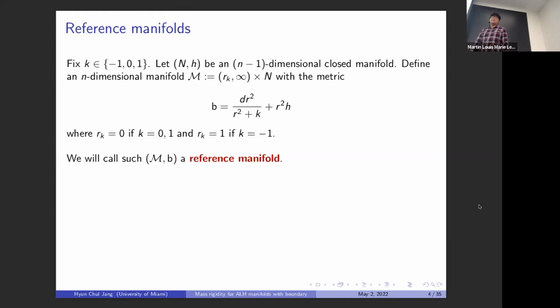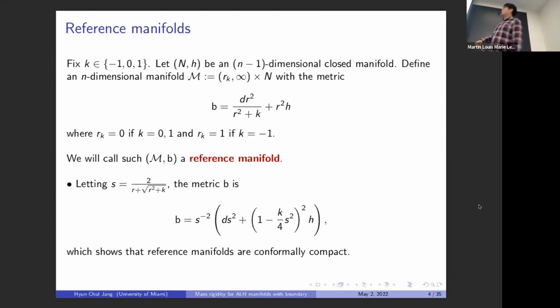We need to fix the geometry of the slice, and the number k stands for the curvature of this slice. We're considering N, which is an (n-1)-dimensional closed manifold, and we define this n-dimensional product manifold with the metric given in this form. Here r_k equals 0 if k is 0 or 1, and r_k equals 1 if k equals negative 1. This simply prevents having 0 in the denominator. We'll call such a manifold a reference manifold.